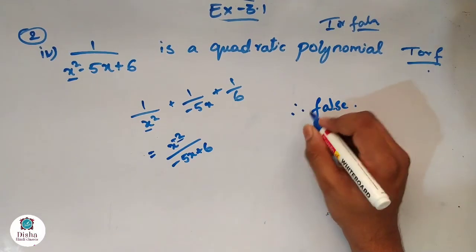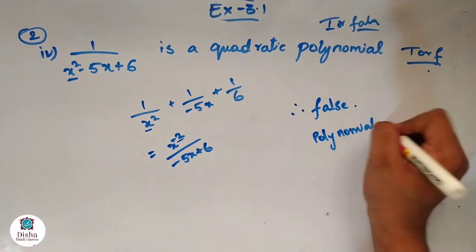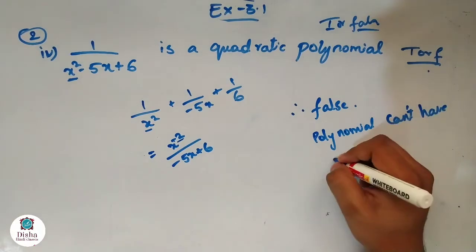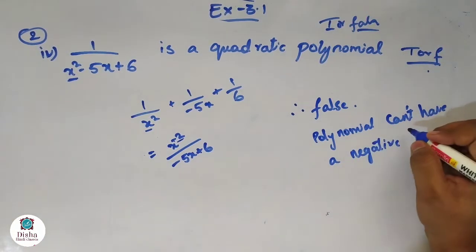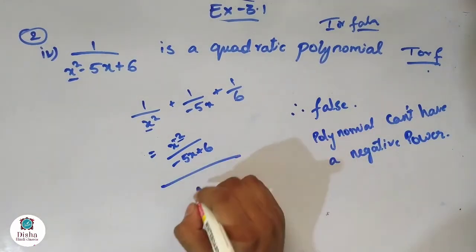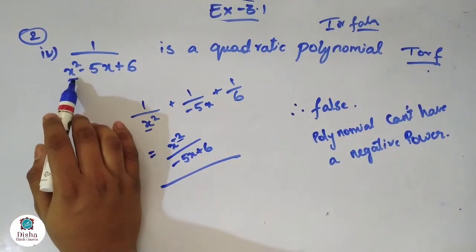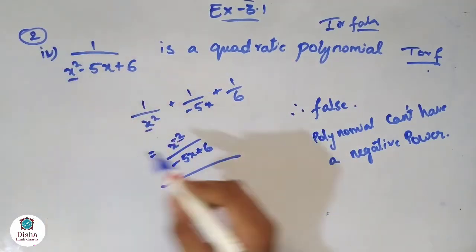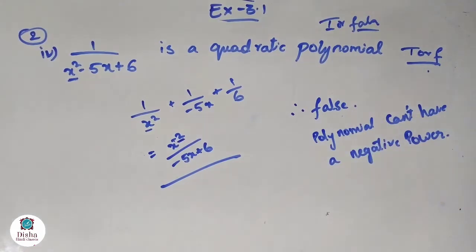because a polynomial can't have a negative power. Okay, so I've explained it to you. So now never ever write that this is true, because by seeing the power you can't say that it is a quadratic polynomial. It is in the denominator. If it goes up, it gets into minus power, so therefore it is false.